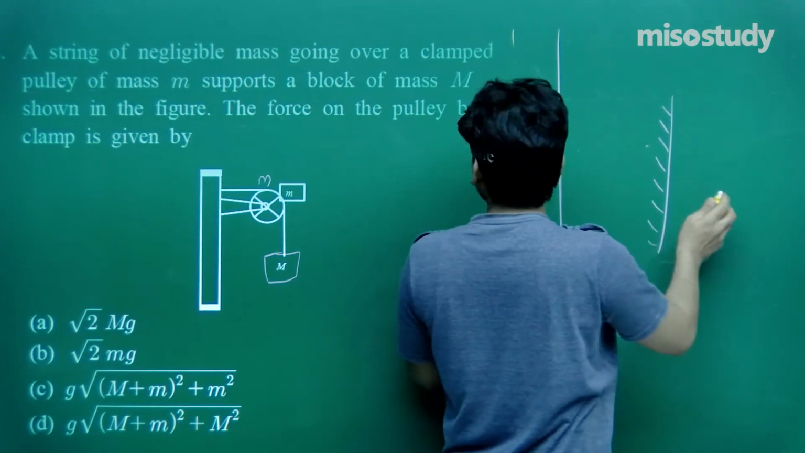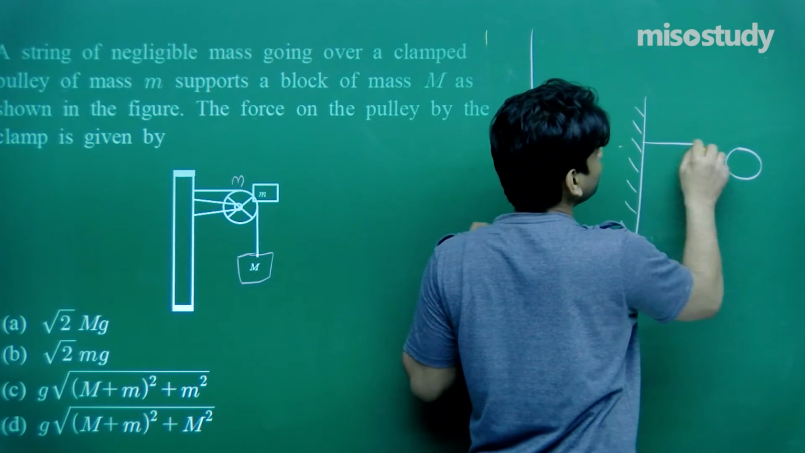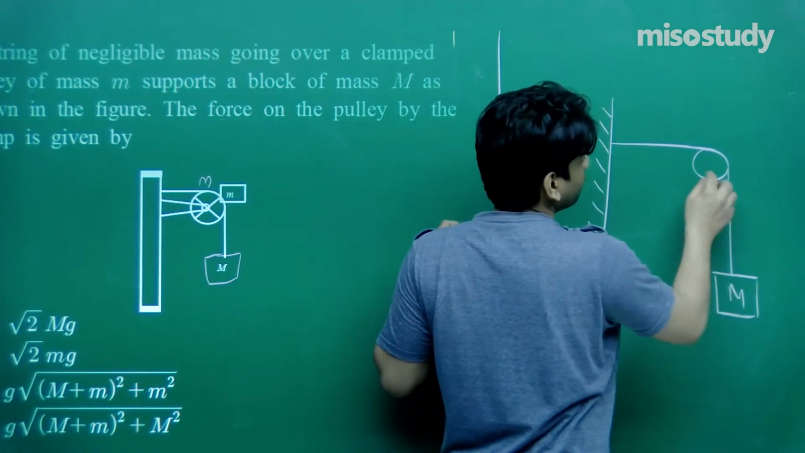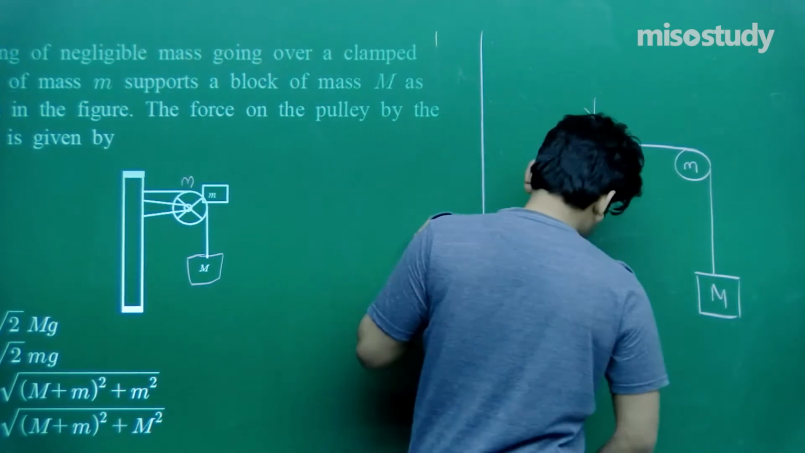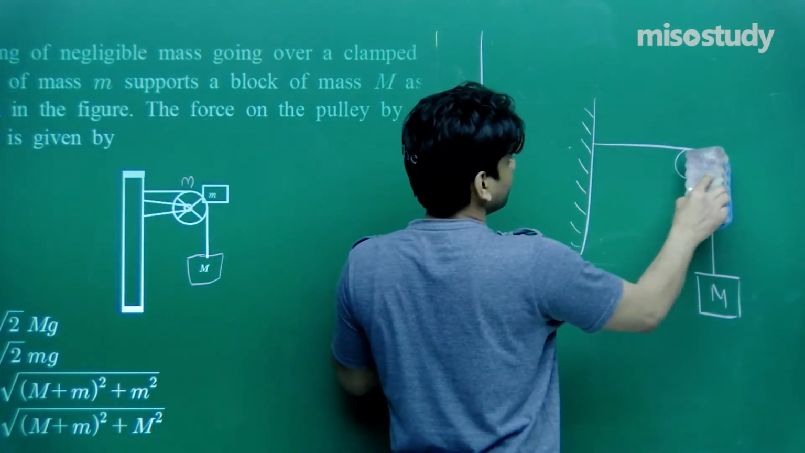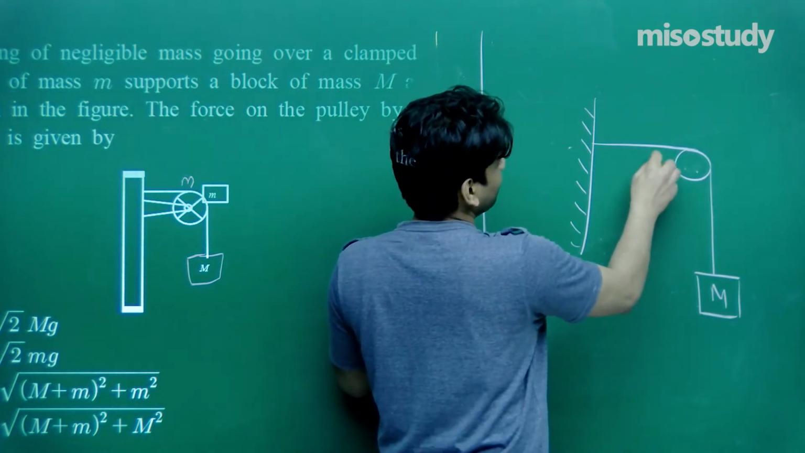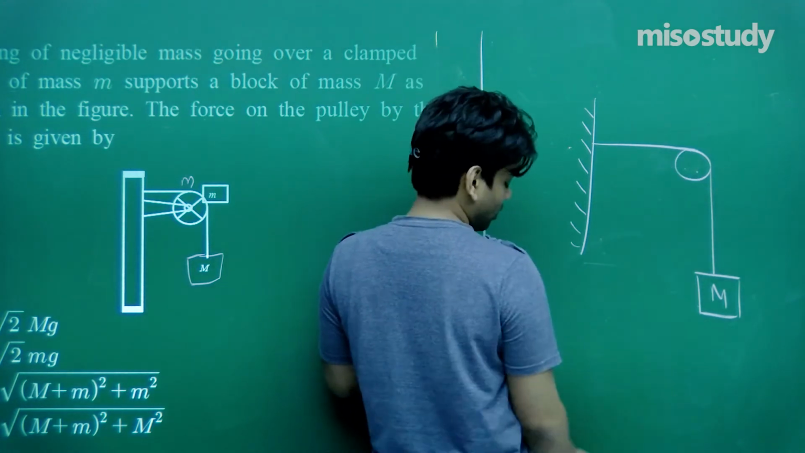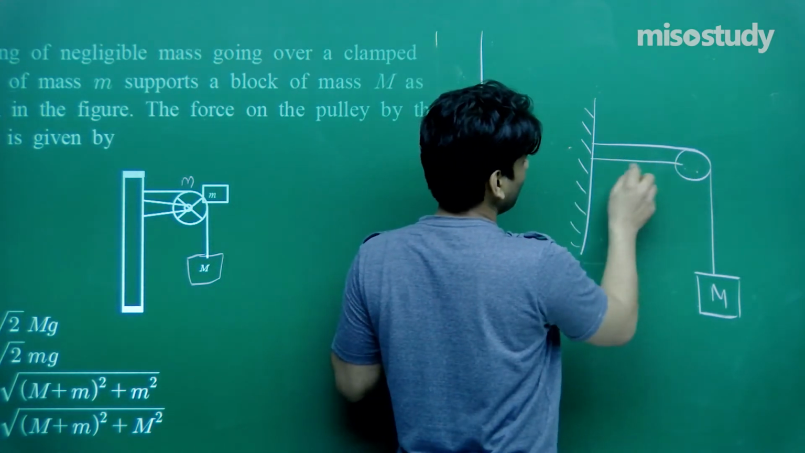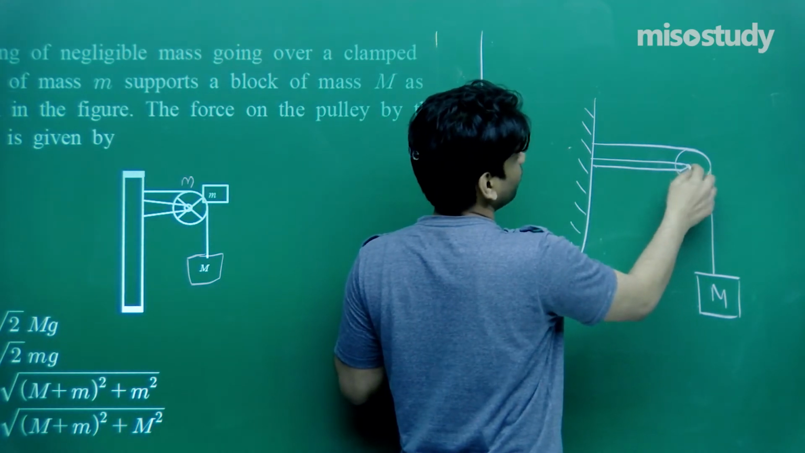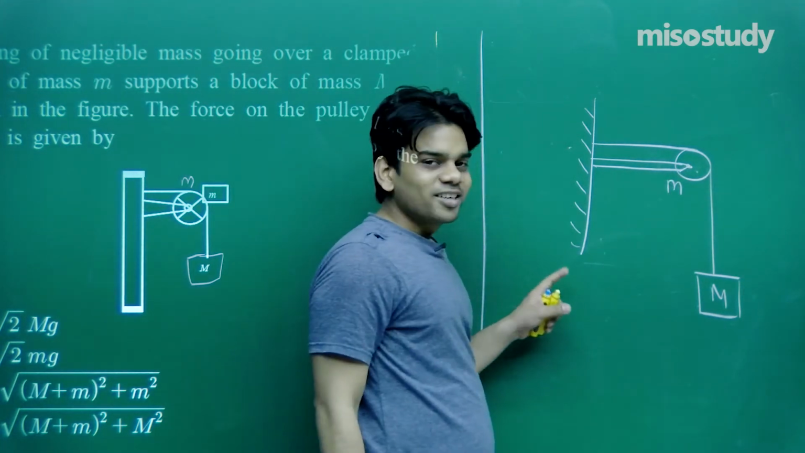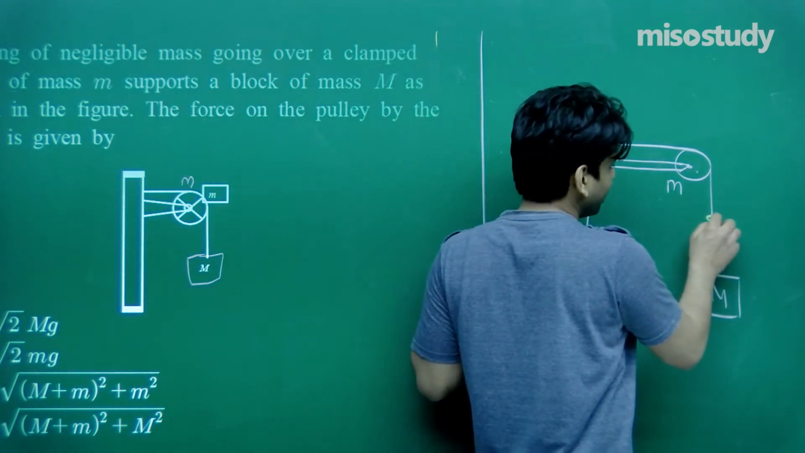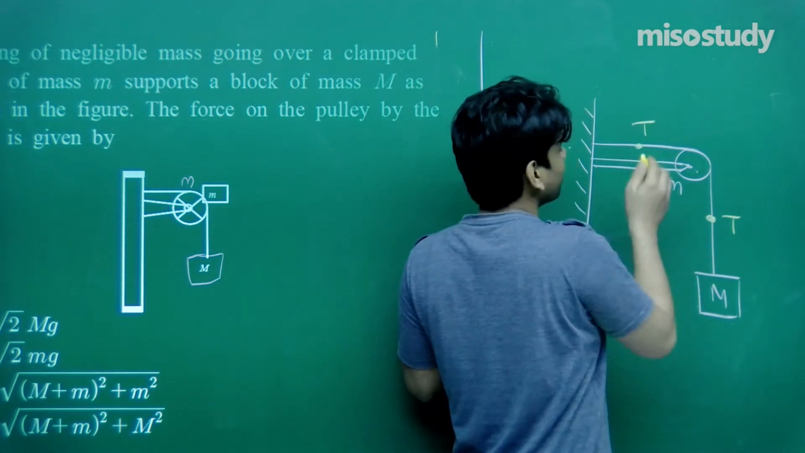For your better understanding, we have a pulley, we have a string tied to it, and we have a block hanging. The pulley mass is given as small m. Let me show it separately. We need to find the force acting due to the clamp of the pulley. This is what we have to find out. This pulley is of mass m. Try to understand. First of all, there will be a tension created within the string, so I am marking this as the tension.